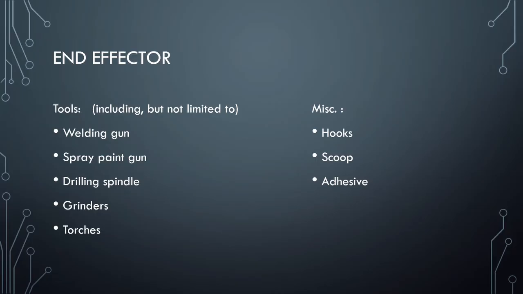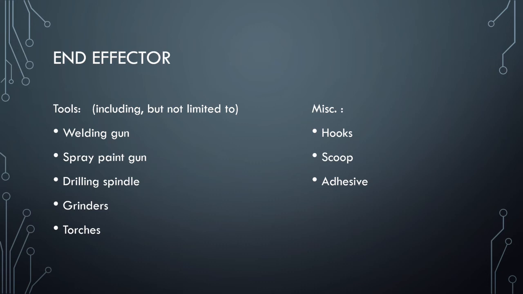I included images for some of the main types of end effectors, and the rest I've just listed here because they're really common. I think we can all get a good idea of what they look like. So end effectors can be common tools, things like a welding gun, spray paint gun. If you have a drilling spindle, that could be an end effector, essentially a drill on the end of a robotic arm. It could be a grinder, a torch. Essentially any tool that you can think of that would potentially be handheld by a human can be an end effector for a robot. Some additional ones would be hooks, maybe scoops, even an adhesive end effector for certain applications.